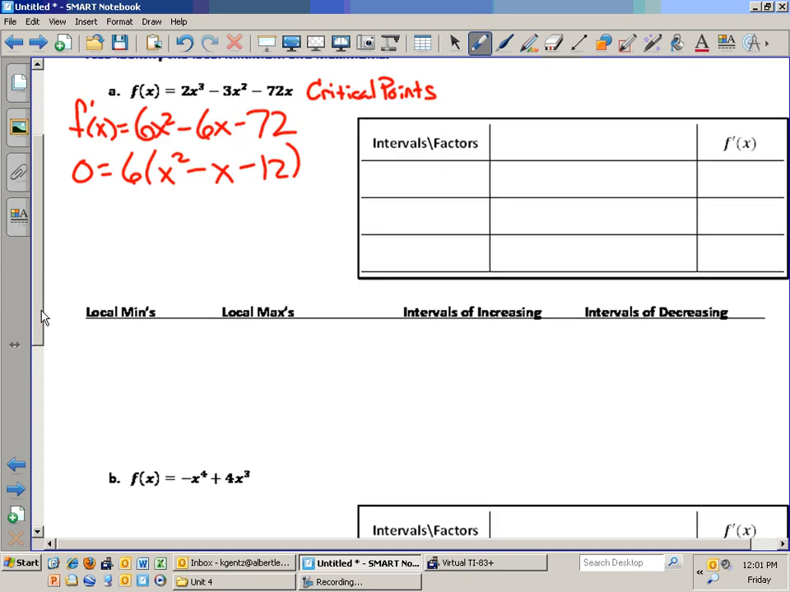Okay. All right. So if I factor this, I get 0 equals 6 times x minus 4 times x plus 3. So it looks like I have 2 critical points here. All right. I have 2 critical points.